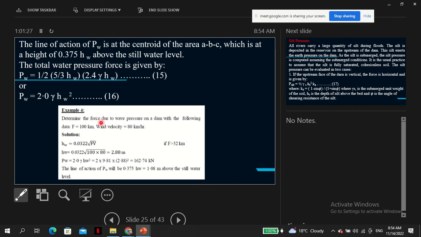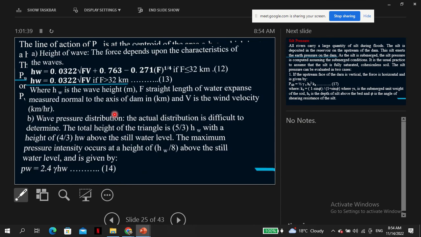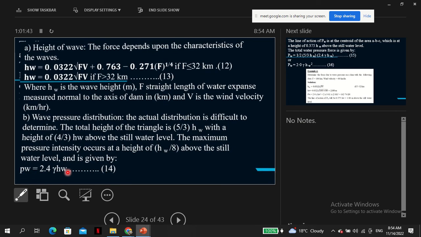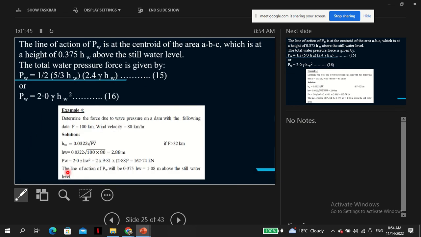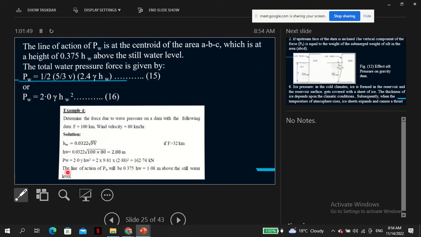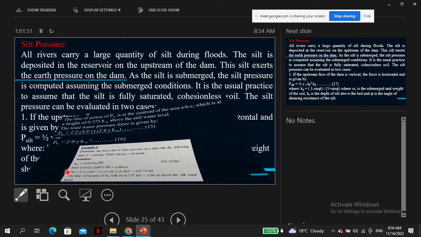Another example to show you. The first thing, if I were you, you can see F is 100. You need to remember these previous equations, and then you have to go through the example to get a better understanding.